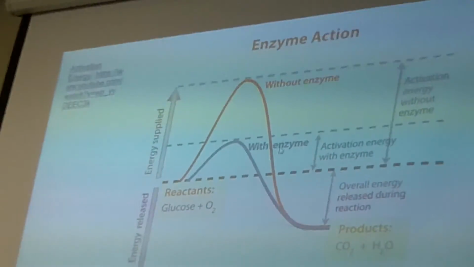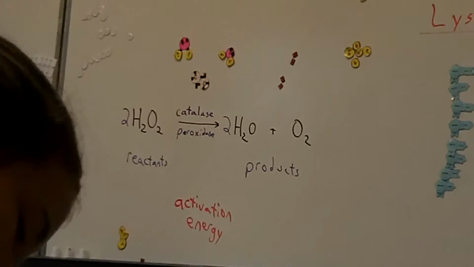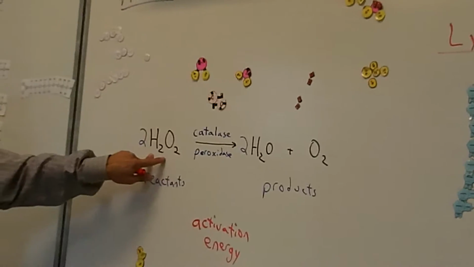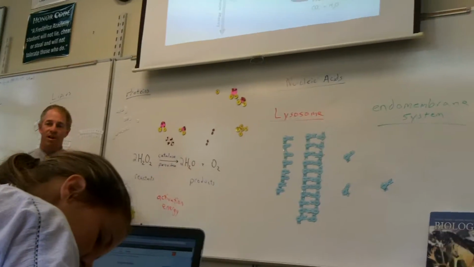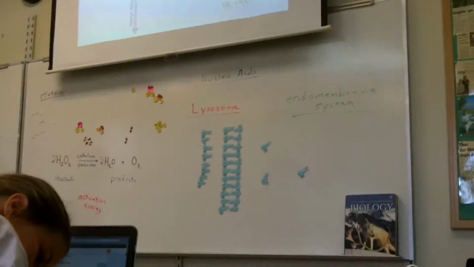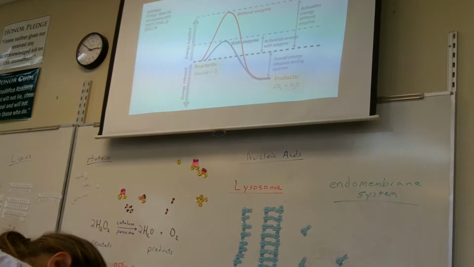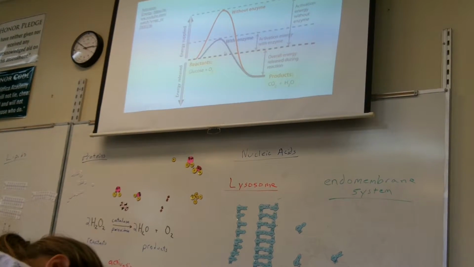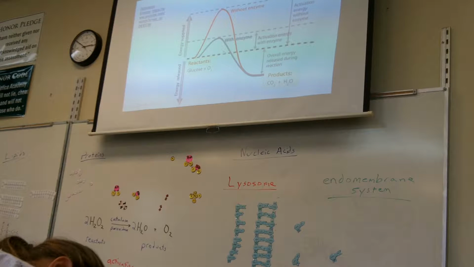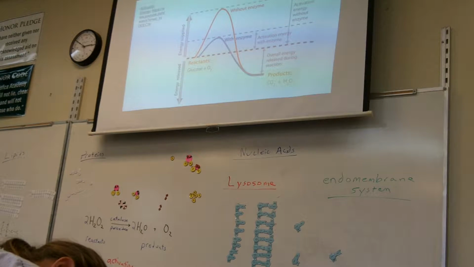But with an enzyme like catalase or peroxidase, you don't need nearly as much energy. You can break down hydrogen peroxide at a much lower energy, and you only have to overcome a little bit. So you still heat it? You'll still heat it with the enzyme, but not nearly as much heat. So you still need heat? You still need some heat.